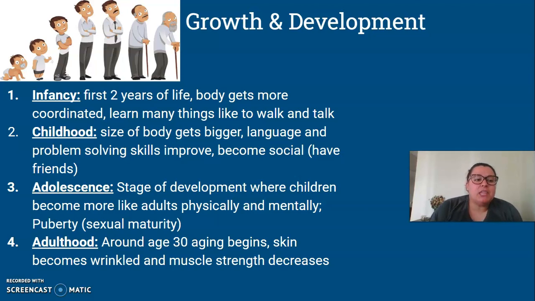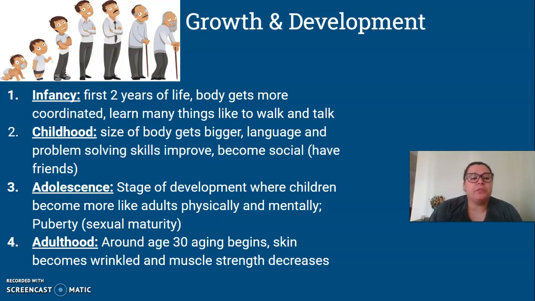And then the third one is adolescence. This is when you're a preteen or a teenager, and your body is becoming more developed. You're starting to look more adult-like. You're starting to become mentally more like an adult. And this is also when puberty happens, when your body goes through those sexual changes and you start to mature that way.